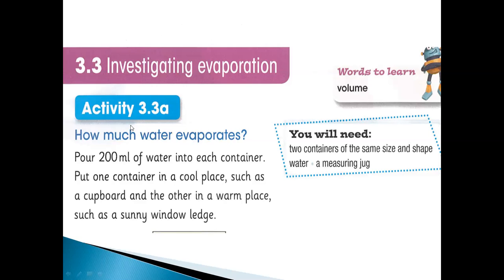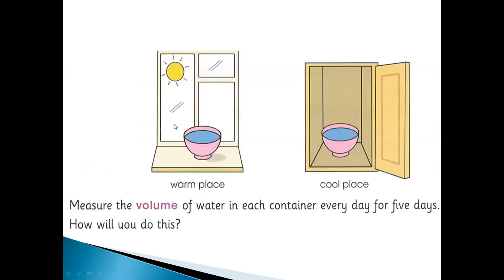Investigating evaporation. Activity 3.3a, how much water evaporates? Pour 200 ml of water into each container. Put one container in a cool place, such as a cupboard, and the other in a warm place, such as a sunny window ledge. You can see on the screen. One you can put in a cool place in a cupboard, not in a fridge or freezer, and the other at a warm place, in front of a window, directly heated by sunlight.